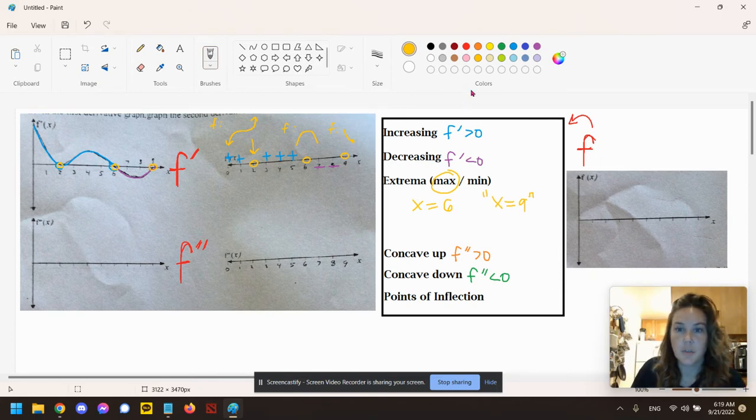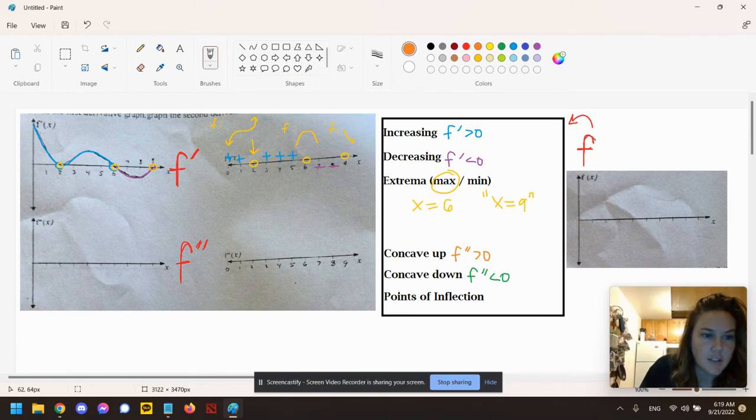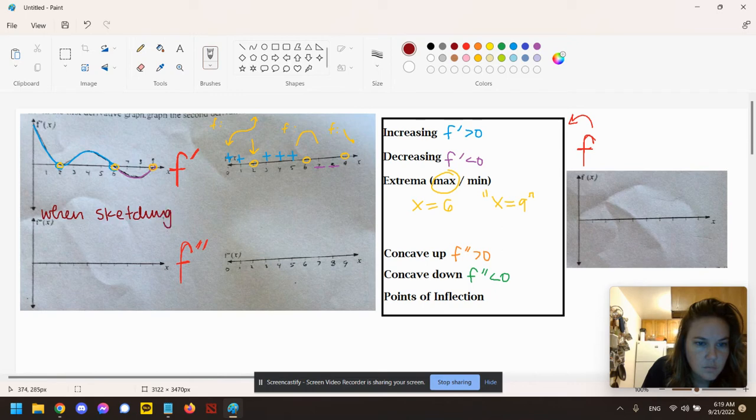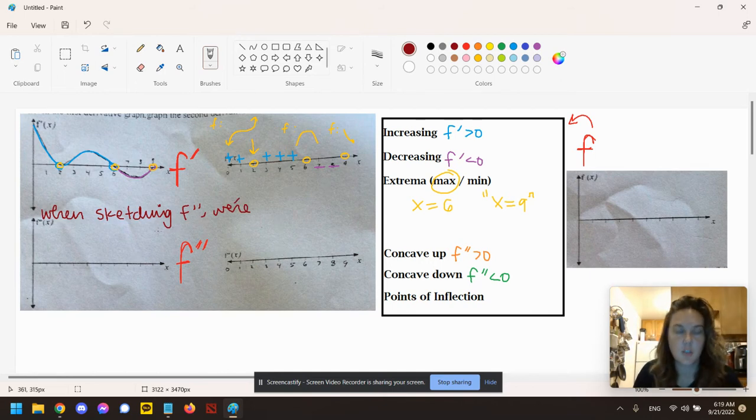All right. Let's move to the second derivative. First, we need to draw it. So first we need to estimate, and I want orange, I want this one. When drawing, let's say sketching, because that's what they actually want me to say, when sketching f double prime, we're just notating the slopes of f prime, right?